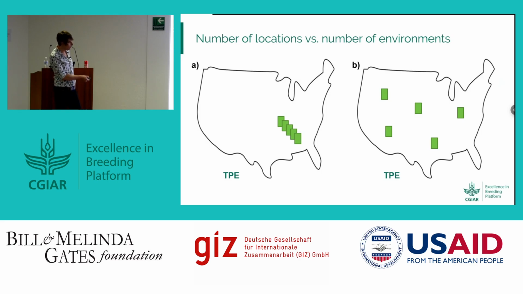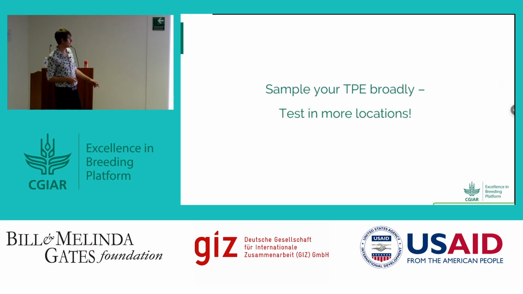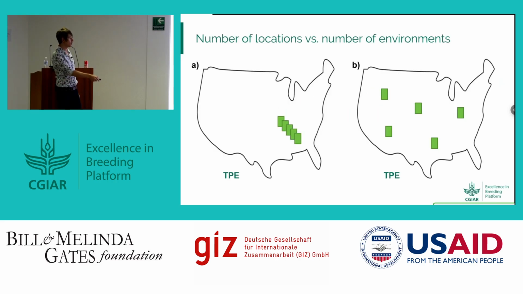Exactly. I think this is very obvious because this does not sample your TPE. You get a very good idea of how your individual performs within this location, but this location is not your TPE. This is your TPE. And this is already the answer to should we test in more locations or should we test more replications within locations? Go to as many locations as possible because it samples your TPE well. It samples the region well that you are breeding for. Now, that's a simple answer. That's the key message. We're going to look into the details a bit, what that actually means.